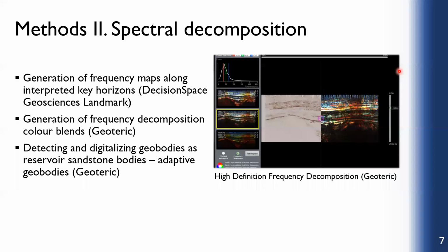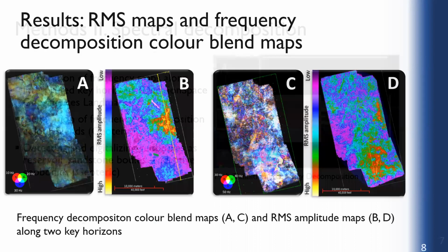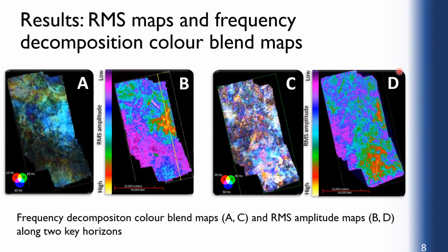The second approach was the spectral decomposition. So I generated frequency maps along interpreted key horizons, and I also generated frequency decomposition color blends in pool blocks. And on both, I digitalized geobodies, also using the adaptive geobodies tool of the Geoteric software. So here you can see frequency decomposition color blend maps and root mean square amplitude maps along 2 key horizons.